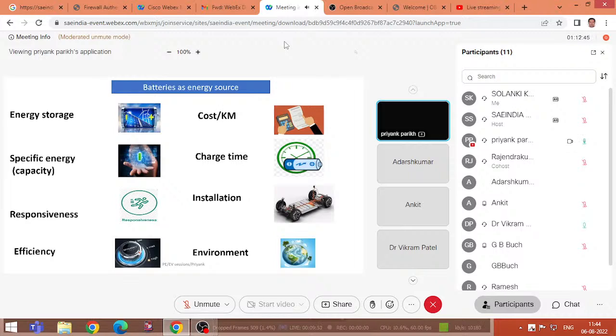When I talk about specific energy, this is a point where the battery fares less as compared to traditional fuel.